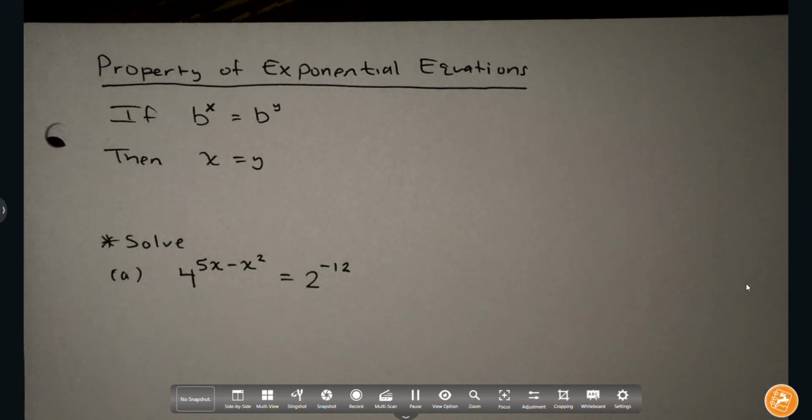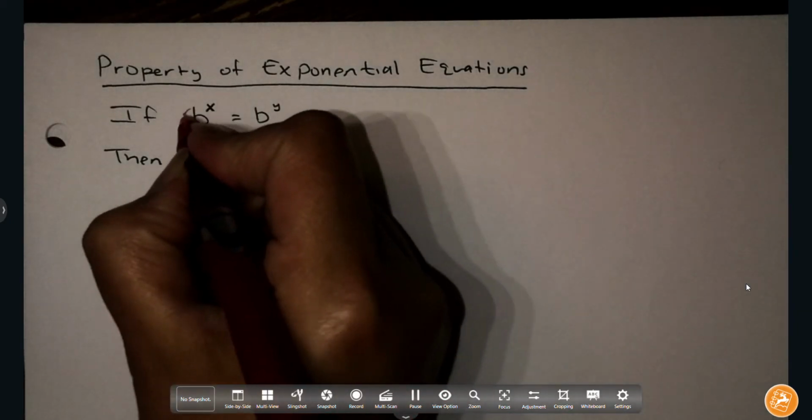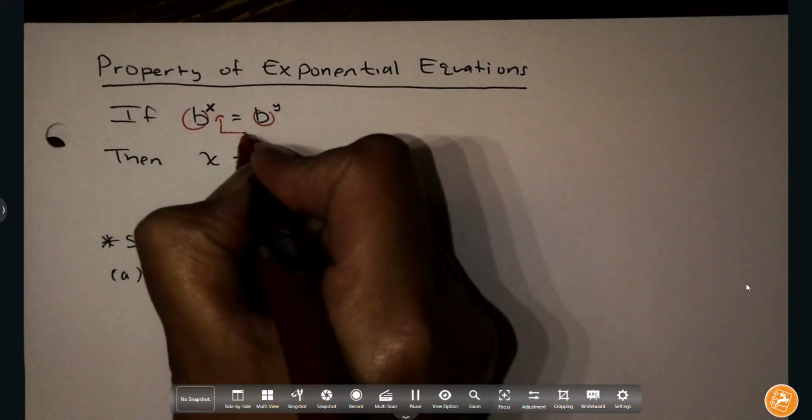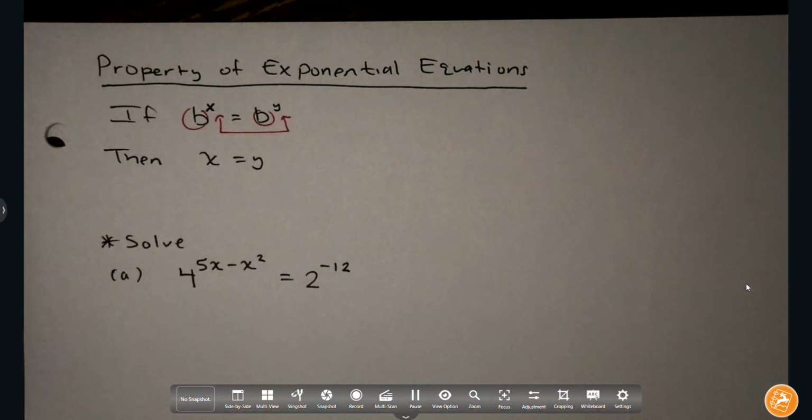Hi, today we are going to be solving exponential equations. The property of exponential equations reads, if b to the x equals b to the y, then x equals y. What this property states is that if the bases are equal, then there's no way around it. Then the powers or the exponents have to be equal.